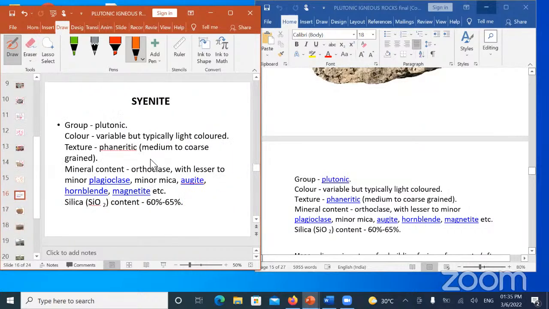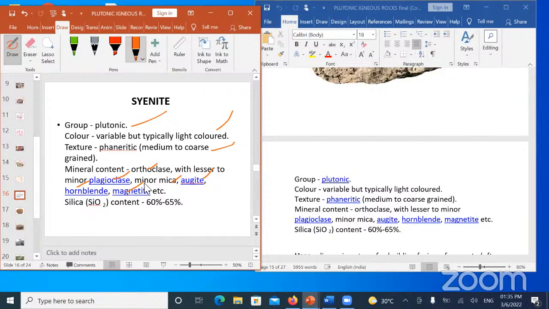You see, the group is plutonic, and color is variable, but typically light in color. Texture is phaneritic, medium to coarse grain texture. What are the mineral contents? Orthoclase, plagioclase and minor mica, augite, hornblende, and also magnetite.